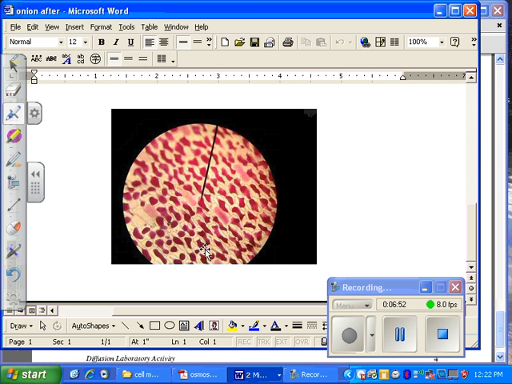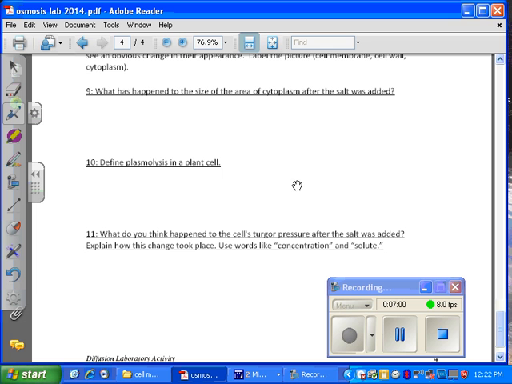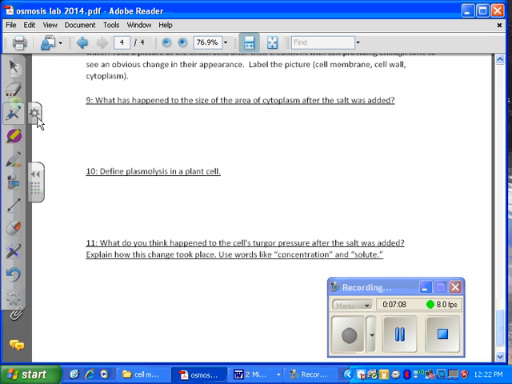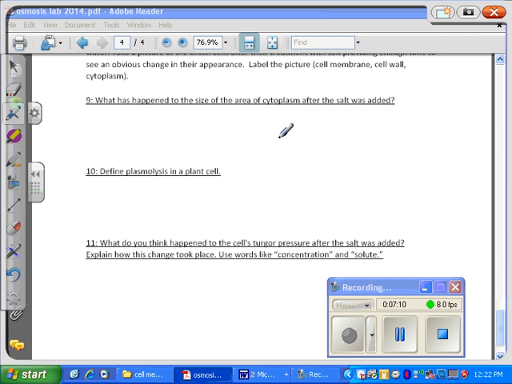And so the black lines are the cell walls, and the white space is actually just space. And you can see all of the cell membranes have shrunk in here. So I'll draw a picture of what you just saw. So what happened to the size of the cytoplasm after the salt water was added? And so you should have seen a cell wall like this.